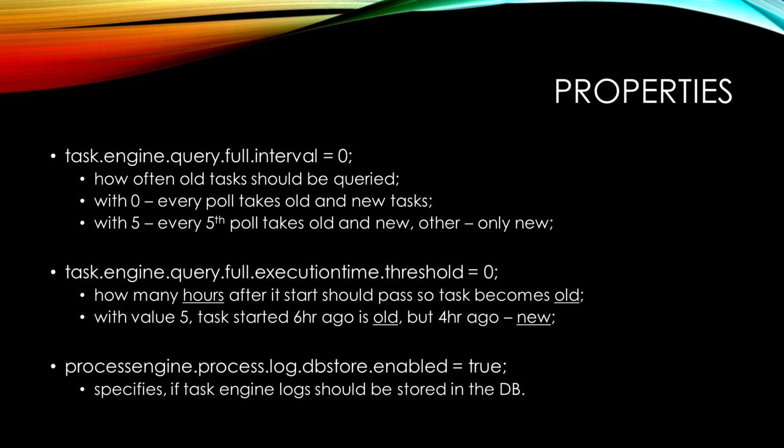The other option, execution time threshold, configures the amount of hours that tasks need to become old. For example, with value 5, task started 6 hours ago is old, but 4 hours ago new. The last option I want to mention is property related to logging. By the default, task engine logs are persisted in the database, but you are free to change it.